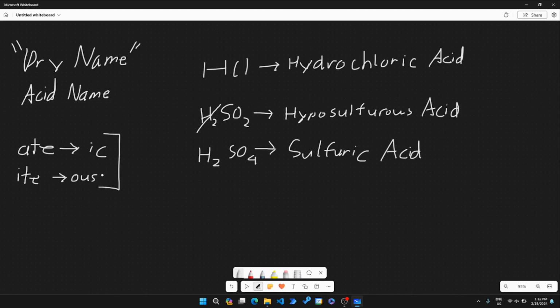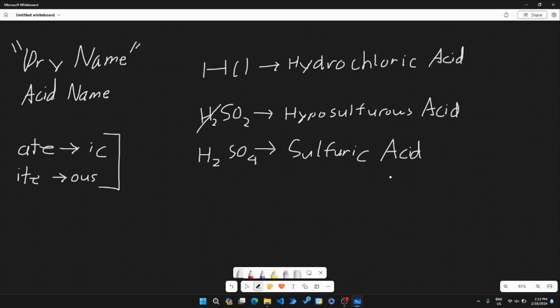Remember, if it doesn't have an oxygen just hanging around, then it's a binary acid, and you just add a hydro and then change the ending to an ic, so hydrochloric acid. And remember, prefixes stay. So for example, if it's hyposulfite, then it becomes hyposulfurous acid. The prefix will stay. But with acids, you never add a prefix if it's an oxyacid. You only add them if it's a binary acid.